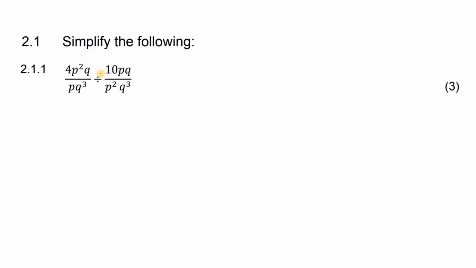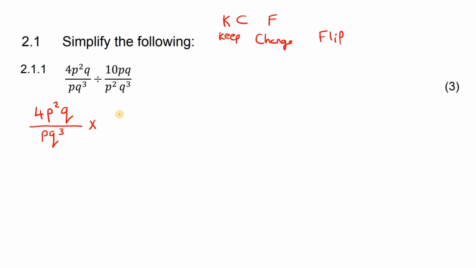But what I'm going to do instead is I'm going to take care of this divide sign. What do we know about that divide? We know that when you have a fraction divide by another fraction, then what we do is the KCF. It's almost like KFC, but it's just a little different. You keep the first one. That's what the K stands for. You keep. Then you change the sign over here, and then you flip the second fraction. So you keep the first one, you change the sign, and then you flip the second fraction upside down.